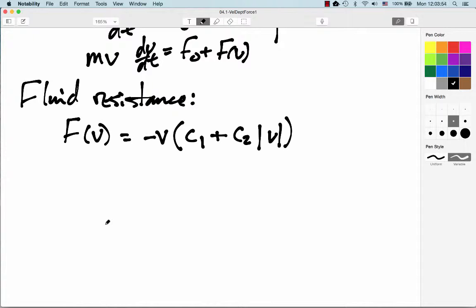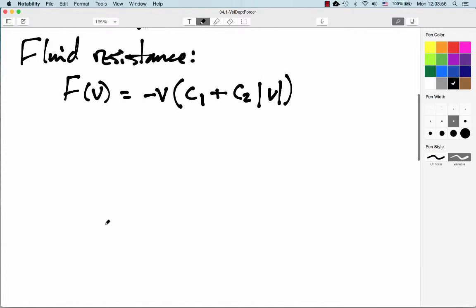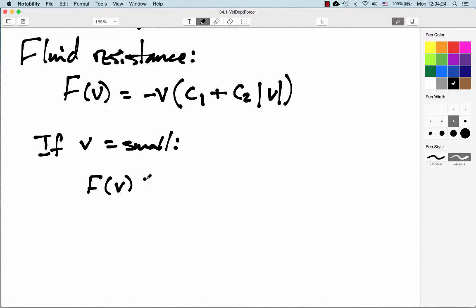Because it's really, really ugly to solve. But here again, since we've already made an approximation by just treating this as a series expansion, only keeping the first two terms, we can take a look at a couple of limiting cases, and that covers a lot of our situation. For instance, if v is small, we can get away with approximating our drag force as just minus C1v, and we'll be all happy about that.